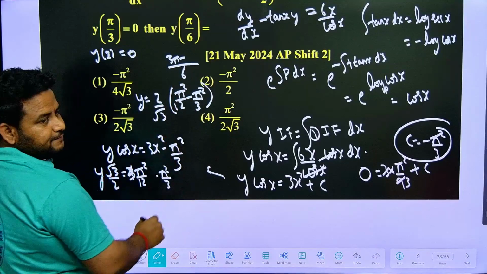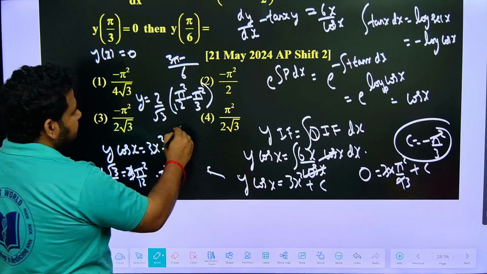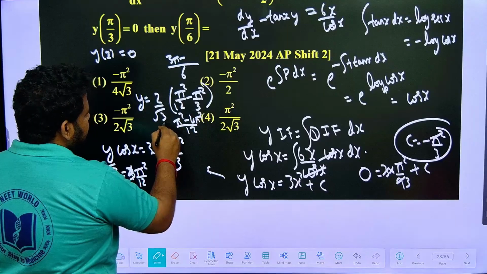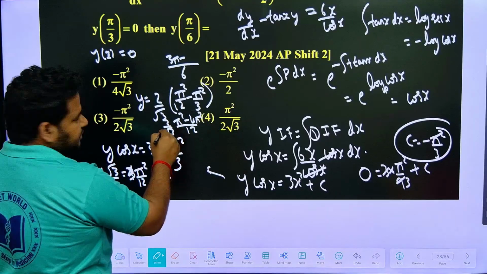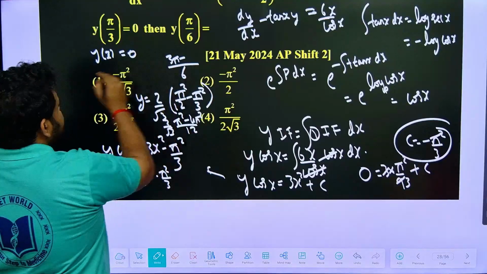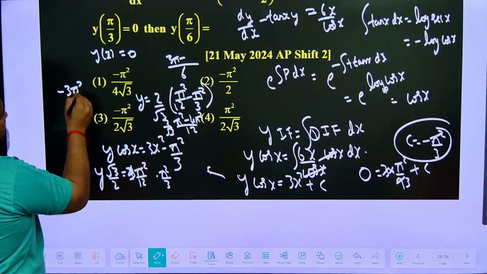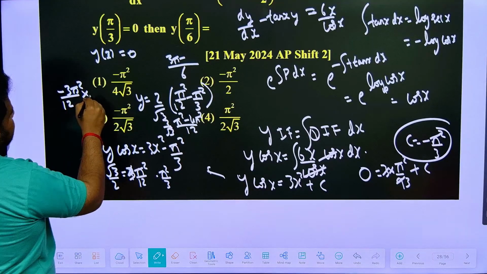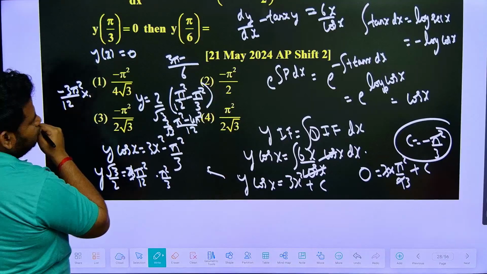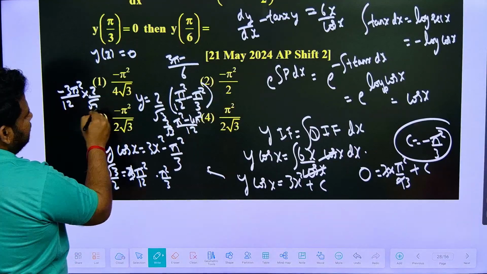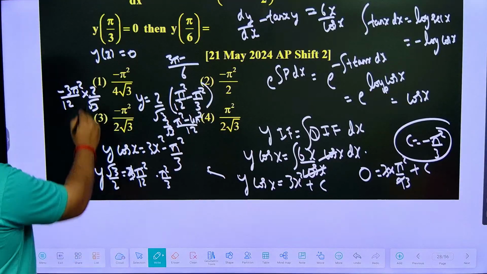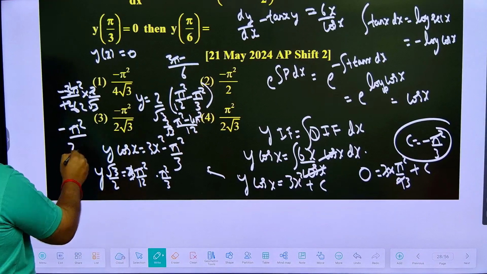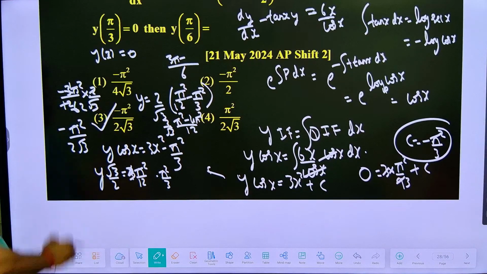LCM of 12 and 3 is what? 12 only. So this will be 12. So this will be what? Pi square minus 4 pi square into 2 by root 3. So pi square minus, the answer will be 3 pi square by 12 into 2 by root 3. Now 2 ones are 2, 6 threes are... 3 ones are 3, twos are. So minus pi square by 2 root 3. Third option. Okay, understood how to do it?